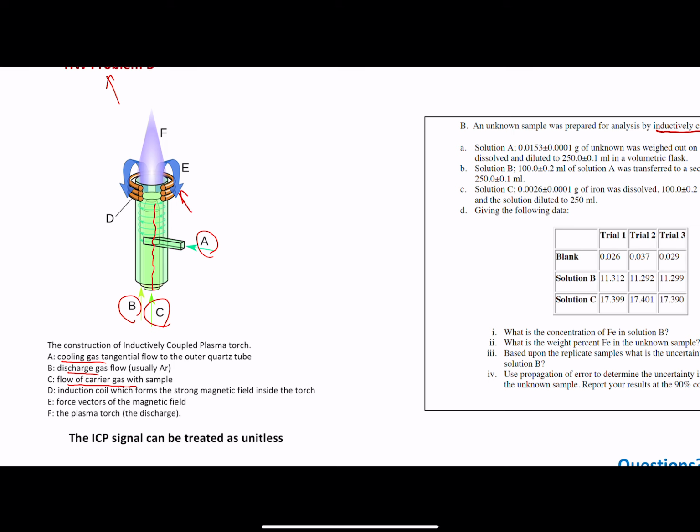And this is a very strong magnetic field. During this, our sample will become plasma, and it will emit some light, an electromagnetic wave. Then we will have a receptor here, and when we get the receptor, we will have the signal, like this signal. I think here shows the signal strength. So when we talk about the ICP signal, we can consider the signal as a unitless value, so we don't care about its unit.